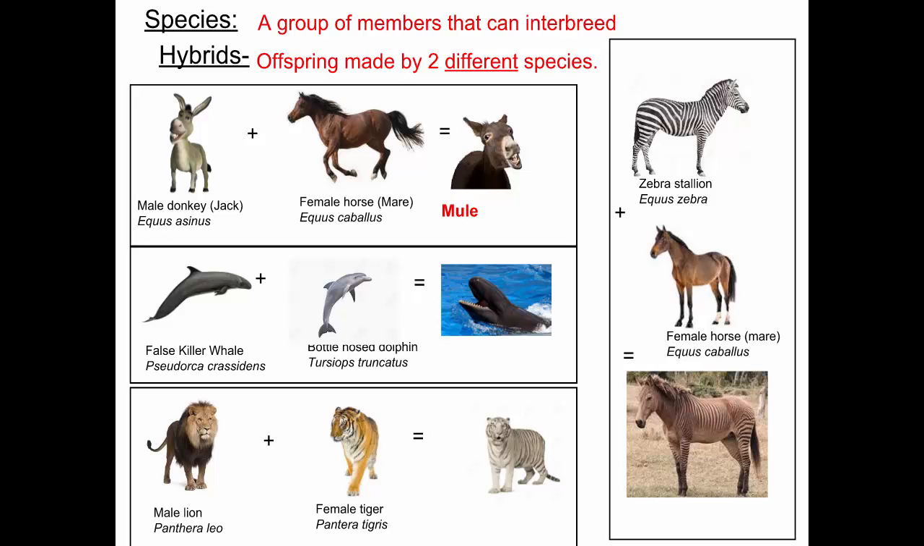Here's another example. This is when a false killer whale and a bottlenose dolphin mate in an aquarium probably. They produce an animal called a wolphin. I've never heard of that. Many hybrids are named by the male type of animal as the first part of their name, and the female part of the animal is their second part of their name.